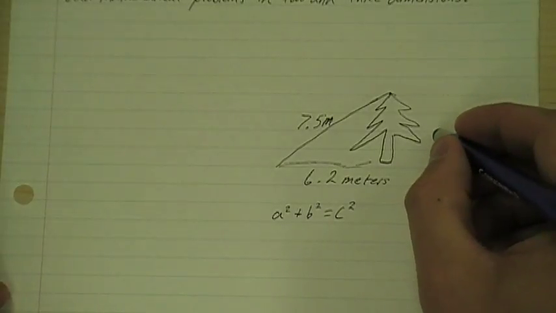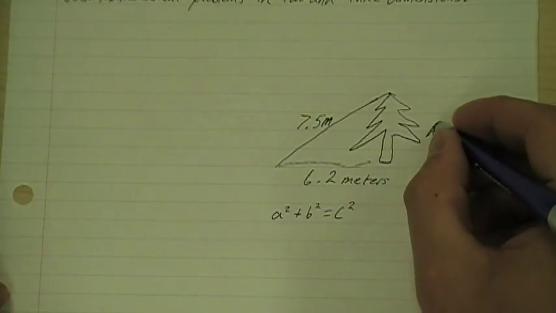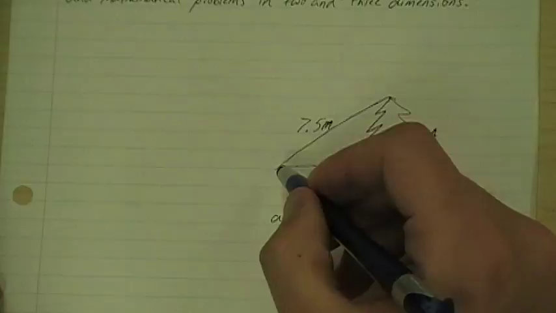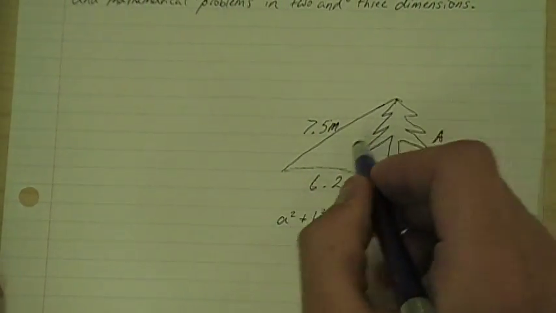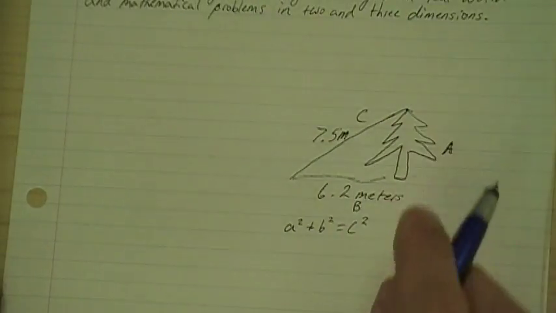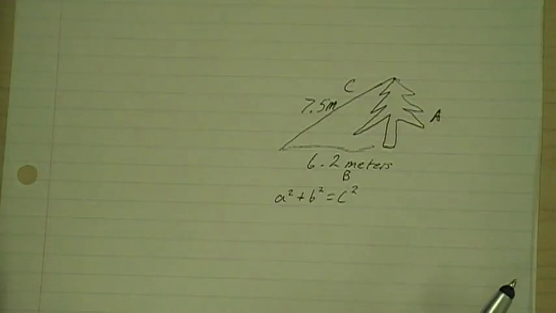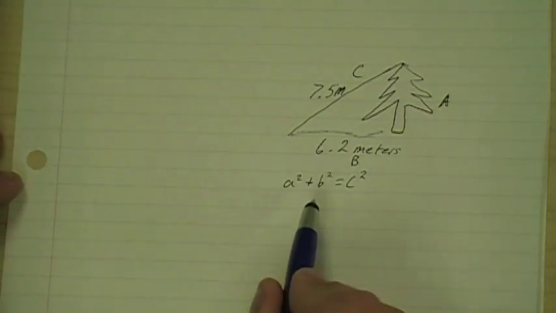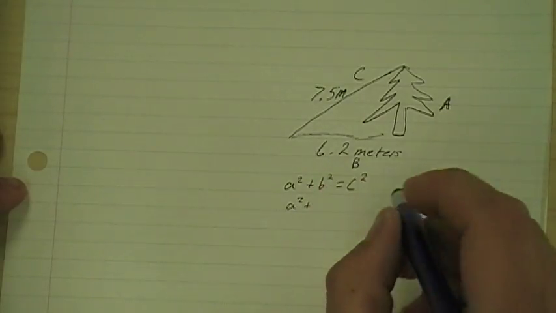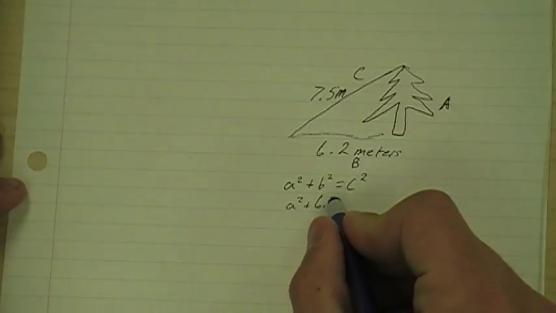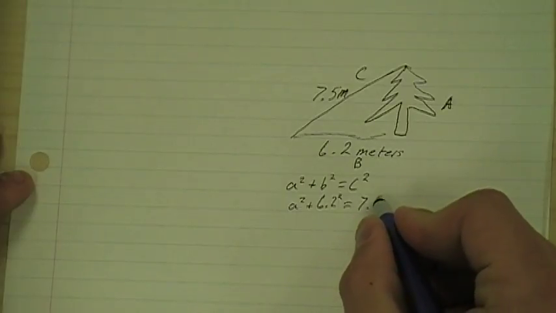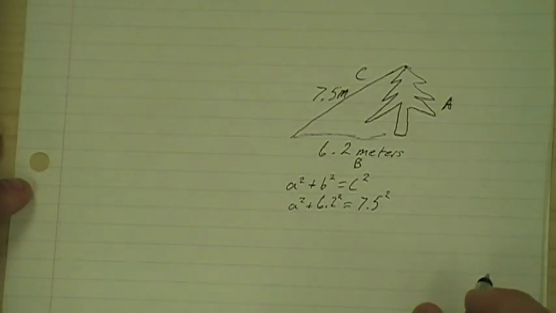So for this problem, we'll make the tree our a length, our a side. The shadow will be our b, and the hypotenuse, or this line going from the top of the shadow to the top of the tree, is going to be our c, and the hypotenuse will always be c. Now with that being said, our a squared is still unknown, so we're going to leave it at a squared. Our b squared, b is 6.2, so then we'll square that, and it'll be equal to 7.5, and we'll square that as well.